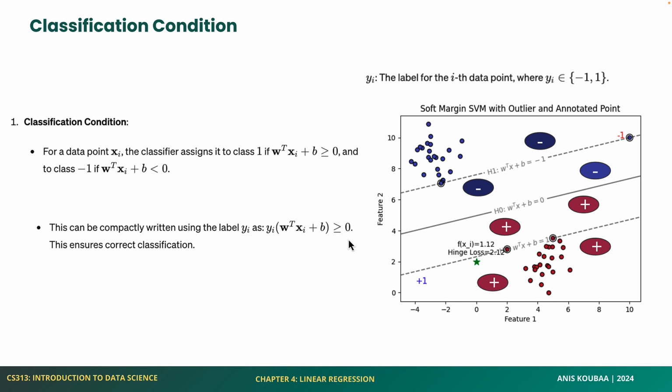Okay, and we can write this formula as yi multiplied by this one. It's always positive. Make sense or not? If yi is negative and this is negative, the product will be positive. And if this is positive and yi is positive, it will be positive. So these two conditions can be replaced by one condition.